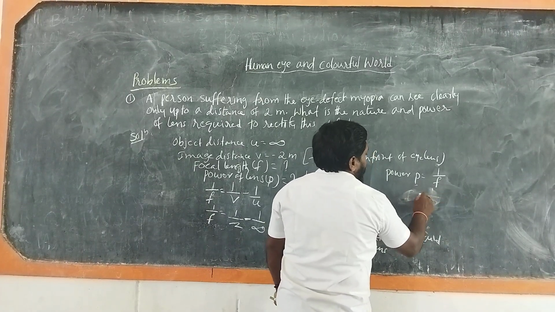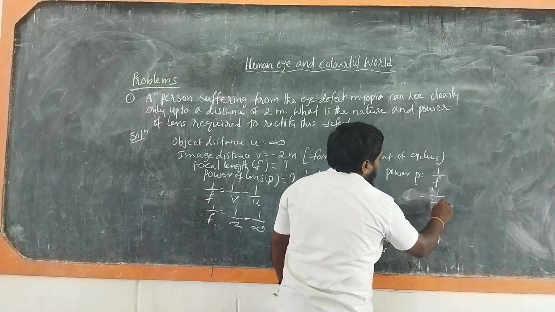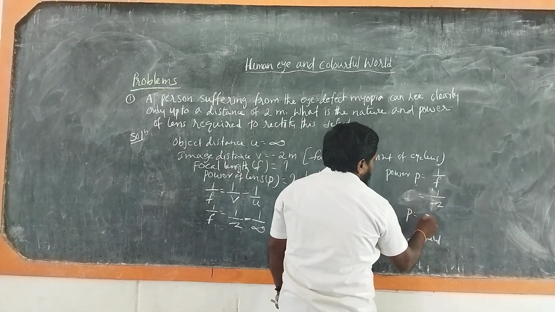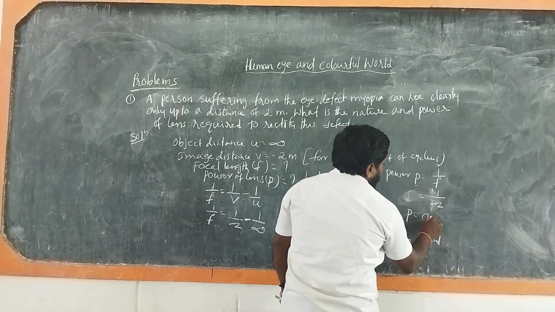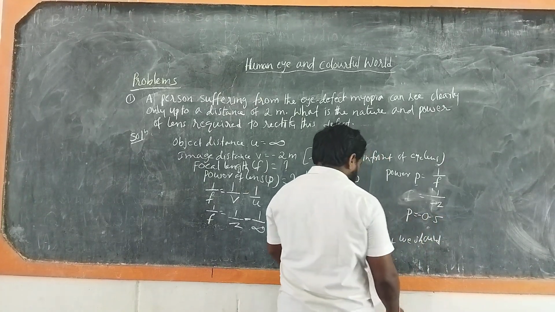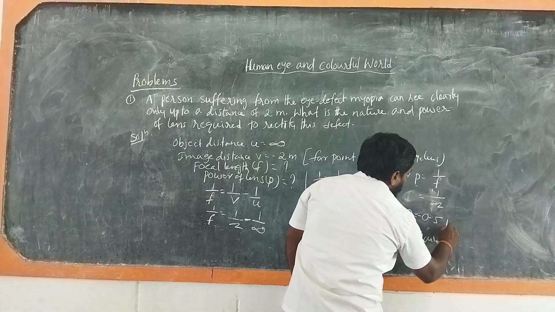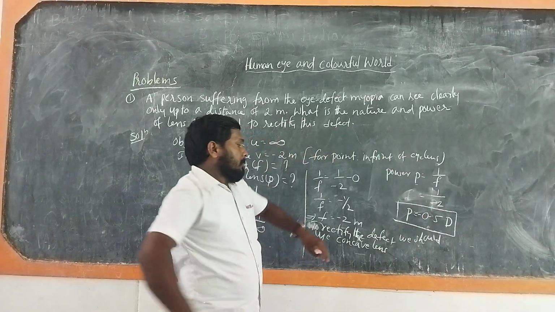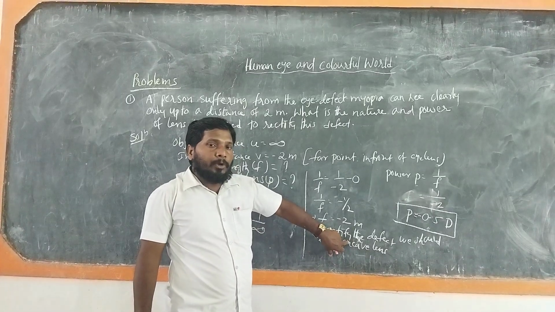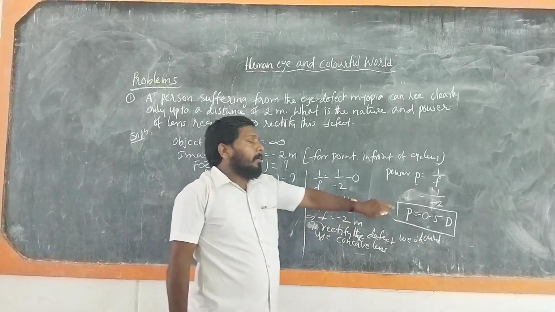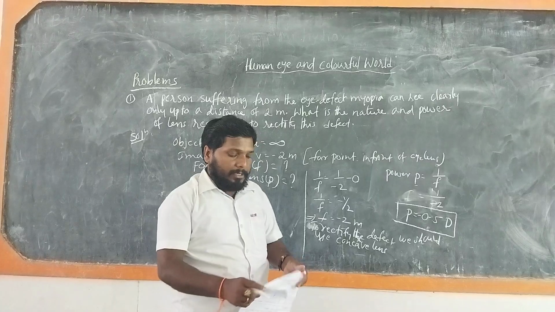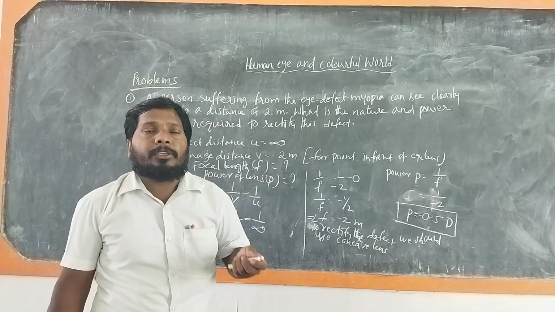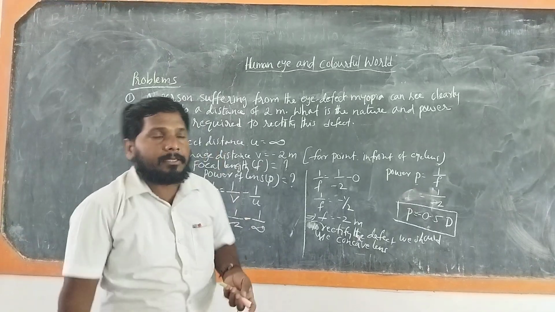So P is equal to 1 by f is equal to 1 by minus 2. So P is equal to 0.5 diopter. So the power of the lens: we need to use a concave lens, and the power of the concave lens is minus 0.5 diopter. So diopter is the unit of power of a lens.